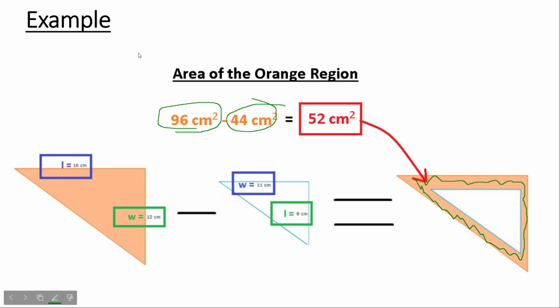And those are the same steps for all the problems. You find the area of the outside, subtract the hole, and that leaves you with what's left. The only difference with today is that we're working with triangles. We're not working with rectangles.